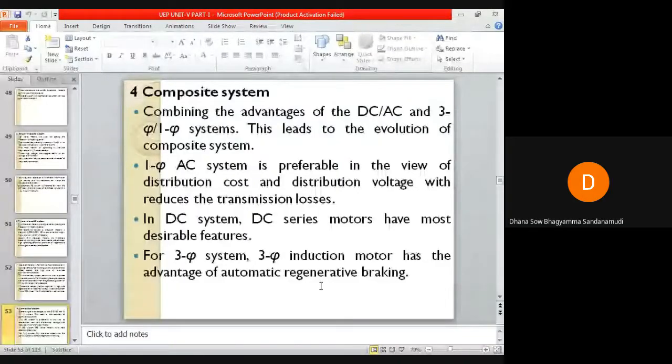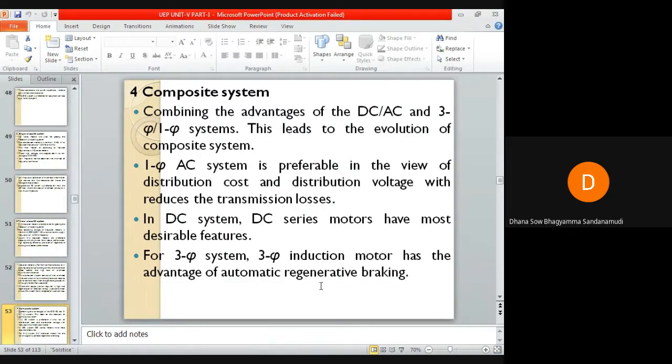Okay, so we have been discussing the composite system. Whatever systems we have discussed till now, DC system, AC system, single phase AC, three phase AC systems, all these systems have their own merits and demerits. If you consider a single phase AC system, it is preferable in view of distribution cost. Distribution cost of single phase AC system will be low. Therefore, it is an advantage of using single phase AC system.